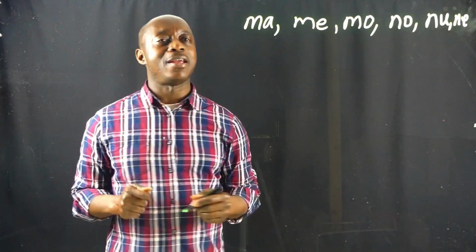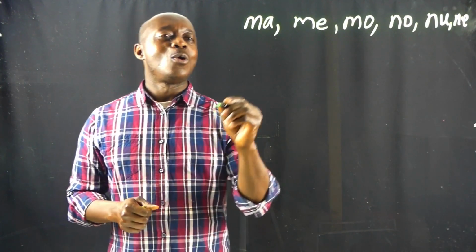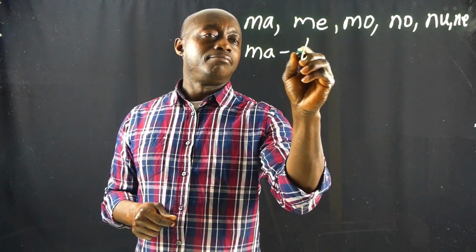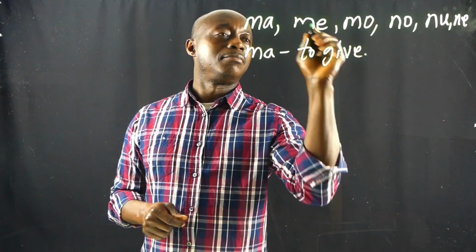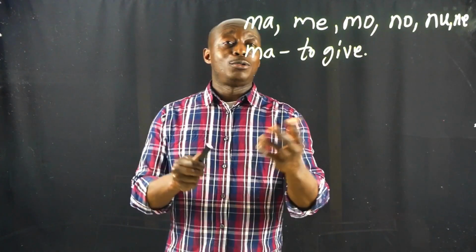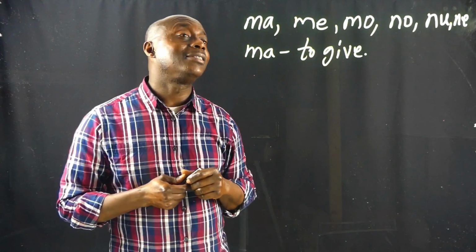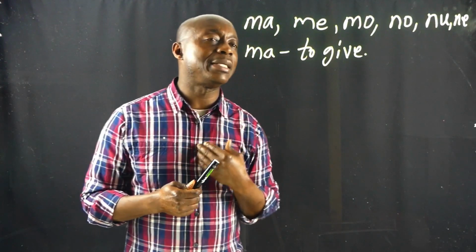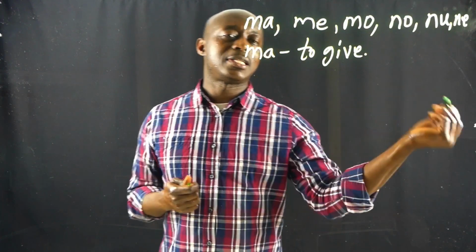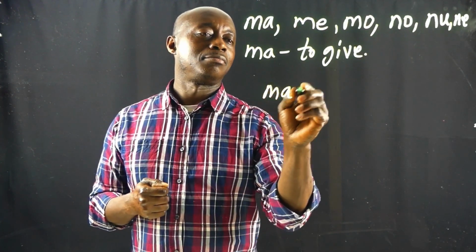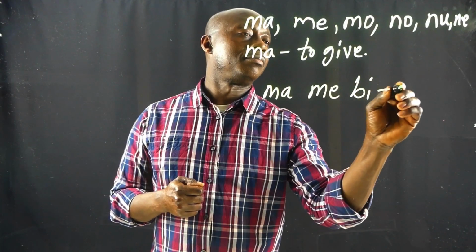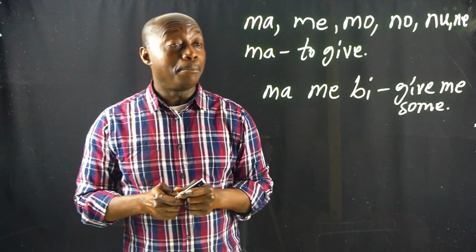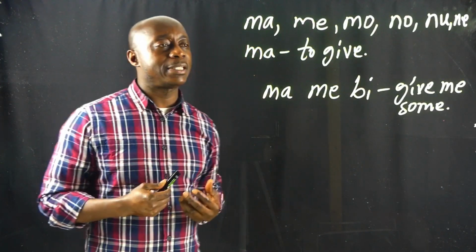Let's take ma, the first one. When we say ma in Twi, ma means to give. So if I want you to give me something, I can say ma me bi. Ma me bi, that is, give me some. This is how we write it.